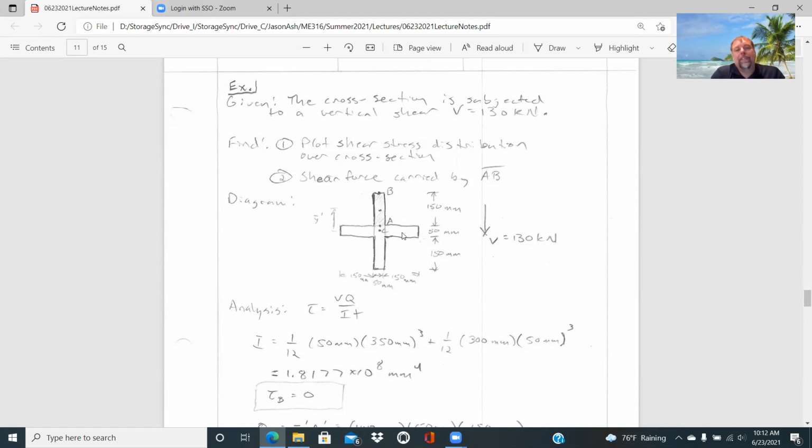So we only have to really solve the distribution through the center of that, and then just see that it's symmetric. And then we can solve what is the shear force carried by that top half of the plus sign, AB. And those are the 2 specific things that were asked for in that analysis, but I carried this a step further to calculate what the shear force is carried by the center portion.